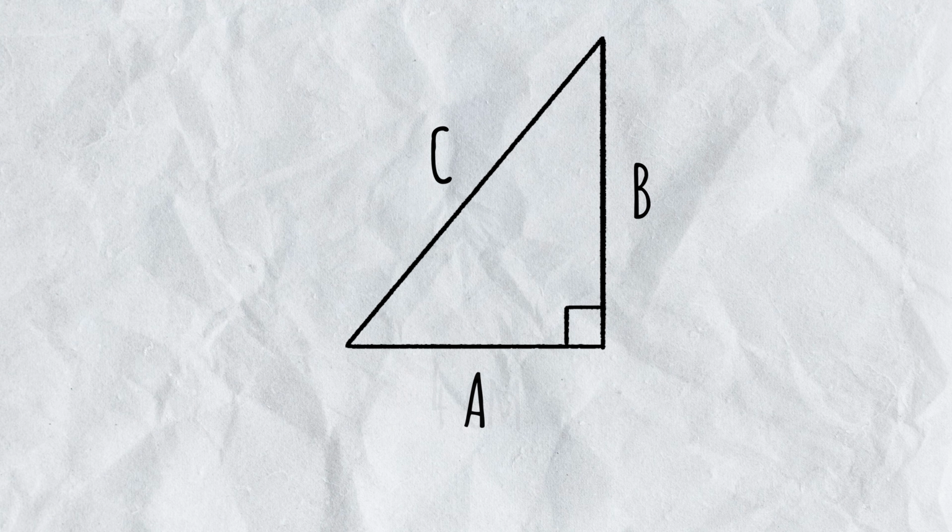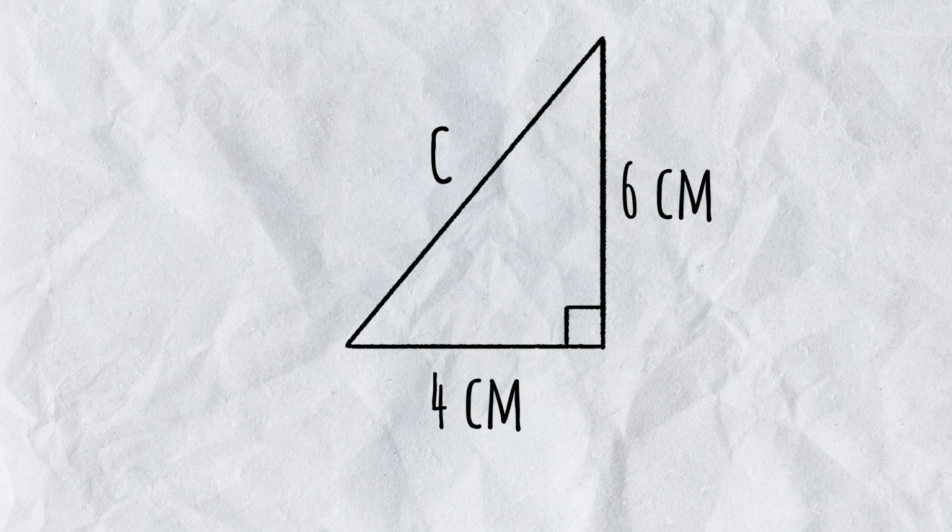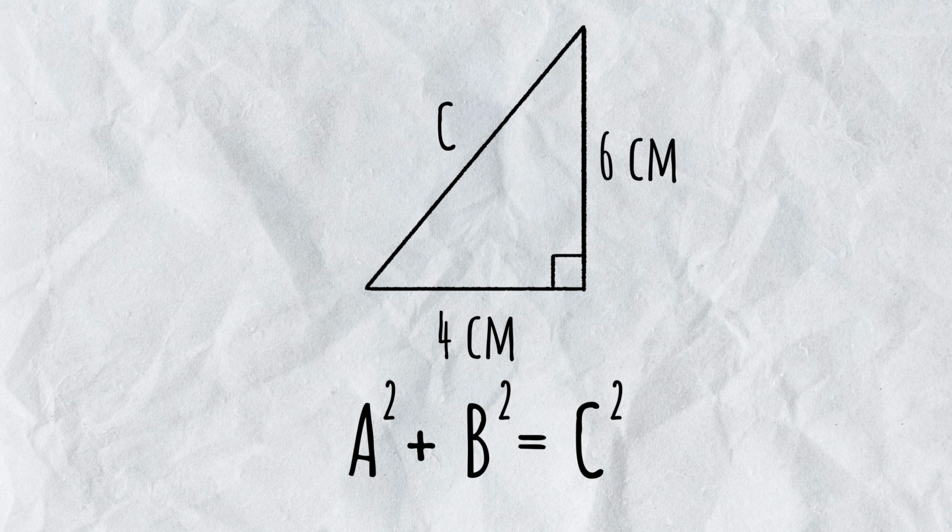So on this triangle, I'm going to label the following sides. Side A is going to be 4 centimetres, and side B is going to be 6 centimetres, and then we are going to leave C blank, as this is the length we are trying to find, and we are going to use Pythagoras' theorem to work this out.